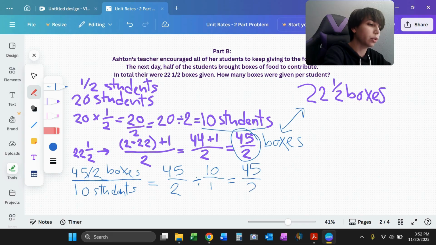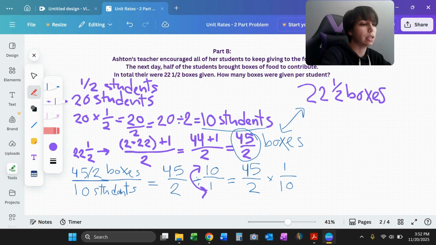Now we're going to multiply by the reciprocal. The reciprocal is 1 over 10. So what we did there was we flipped this and we changed that sign. Okay, so that sign changed into this multiplication.